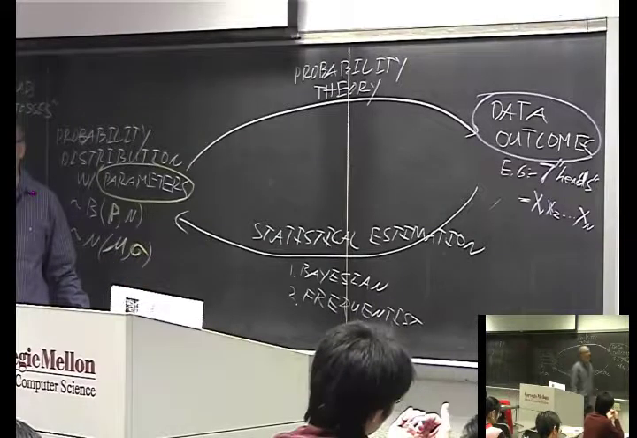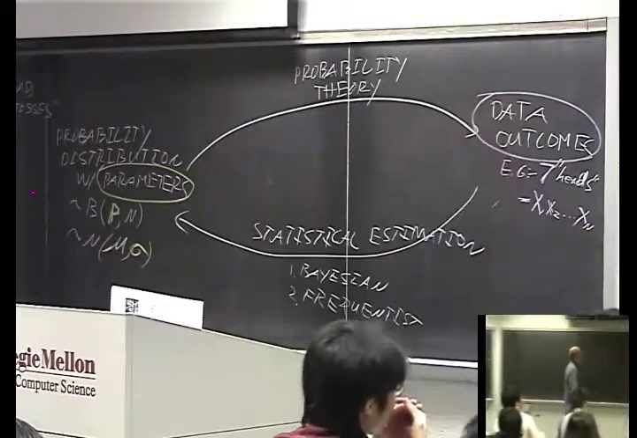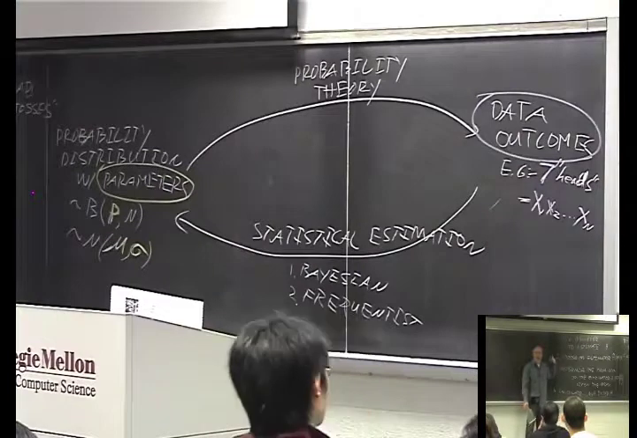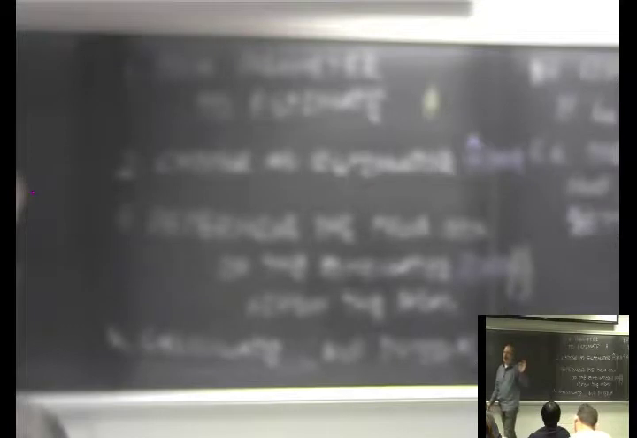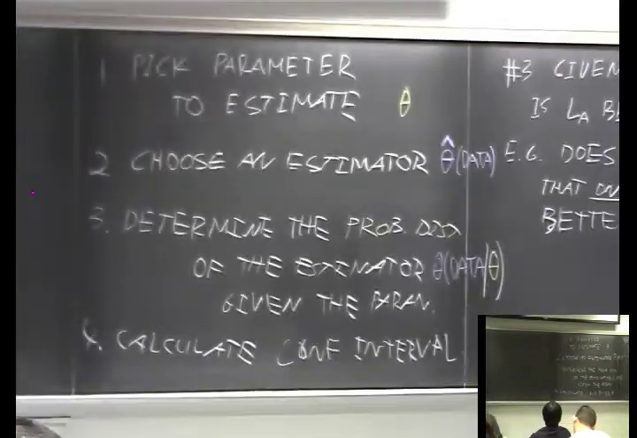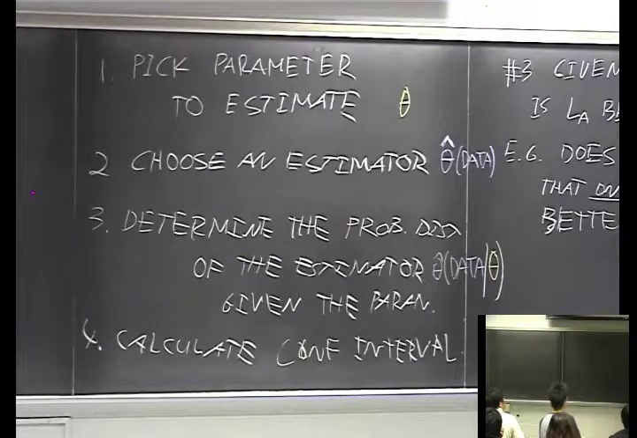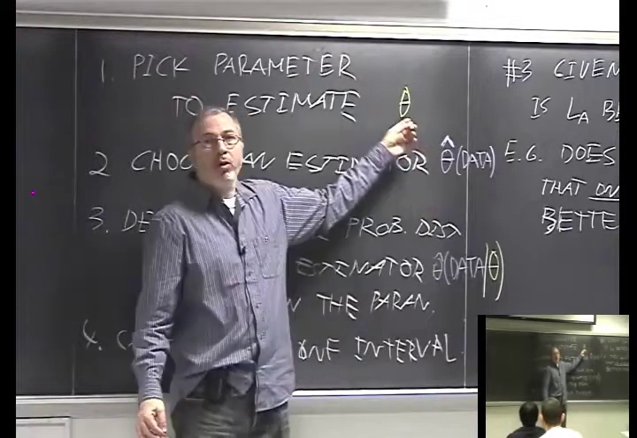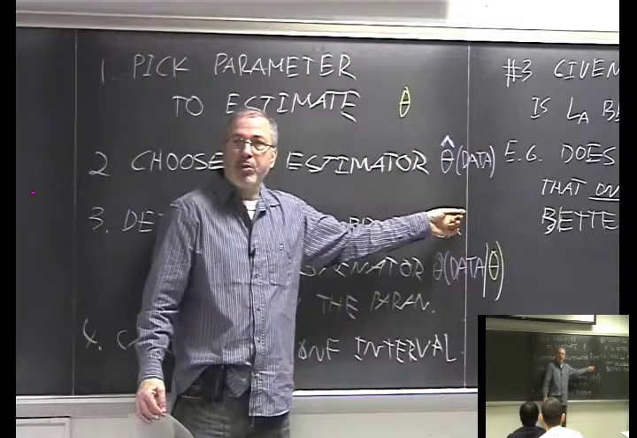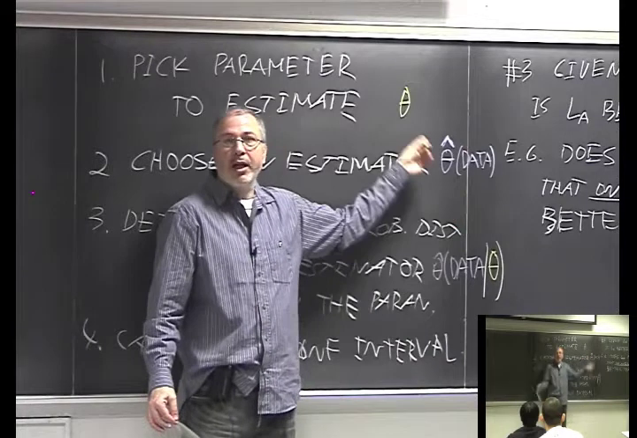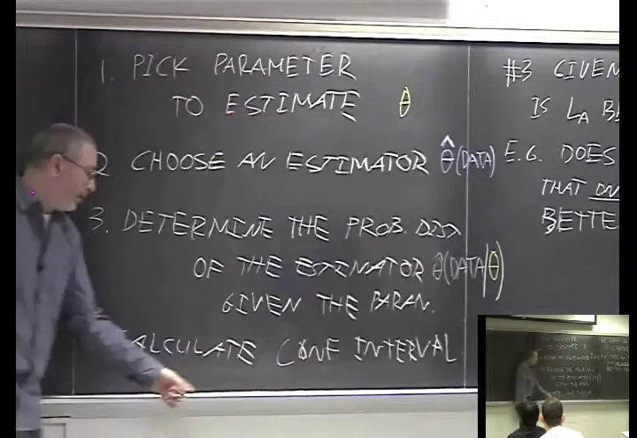Okay, so now that we have the colors, let's go to our sequence. First, you need to identify what parameters you're estimating. That's the green thing. Then you need to choose an estimator, which is a function of the data. Then you have to write down explicitly the probabilistic relationship between the value the estimator is likely to take and the true value. And then you invert this relationship and derive the last part.